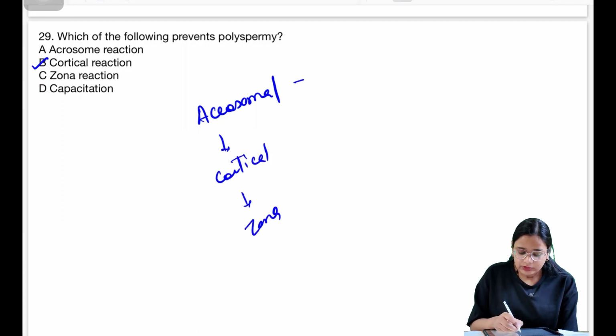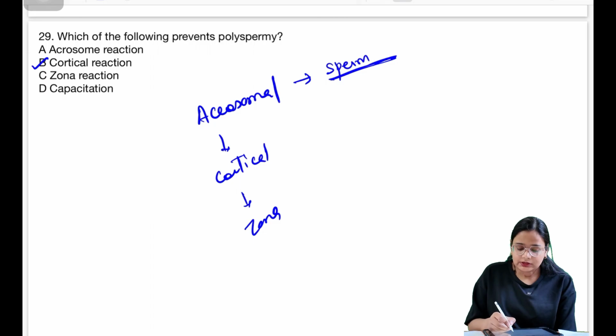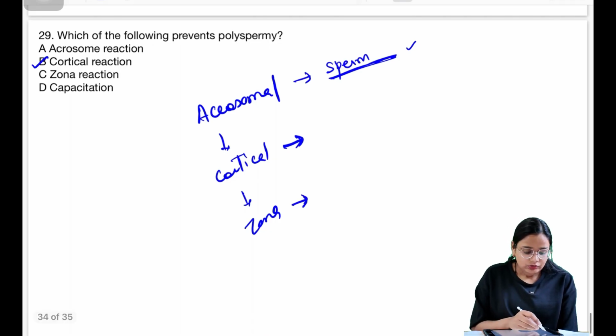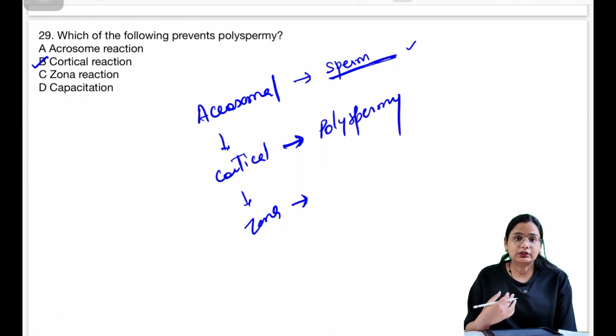What is acrosomal reaction? When sperm acrosome reacts with the ovum's layer and releases hydrolytic enzyme. Cortical reaction means when cortical granules are released and they will make some changes in the zona pellucida. And zona reaction means after penetration there are some changes. So why cortical reaction? Because it will prevent polyspermy. Okay. If they ask which are the two reactions which can prevent polyspermy, then both will be correct answers. Okay.